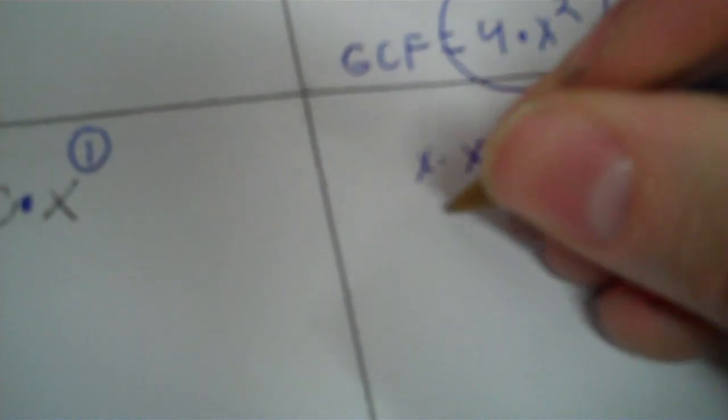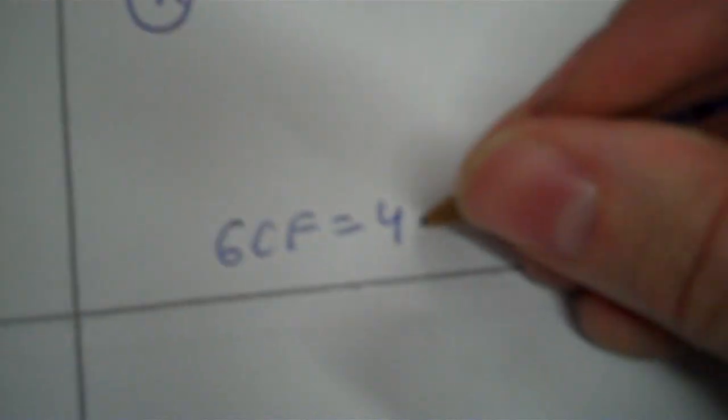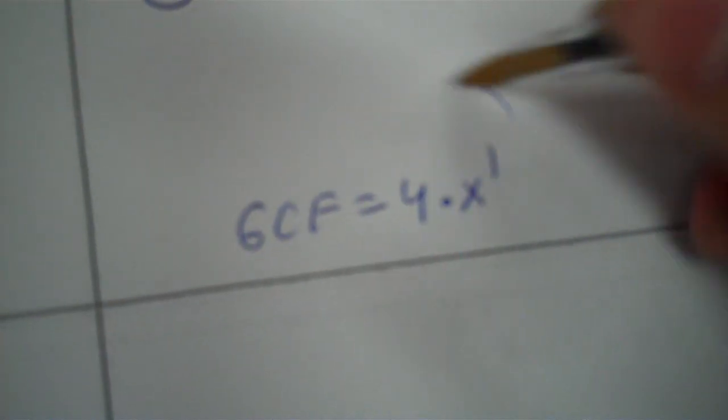Now, x to the second is x times x, and x to the first is x. So you're going to circle your x. You can only get 1 pair. You just made 1 circle, so it's 4 times x to the first.